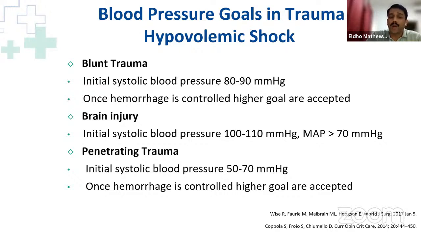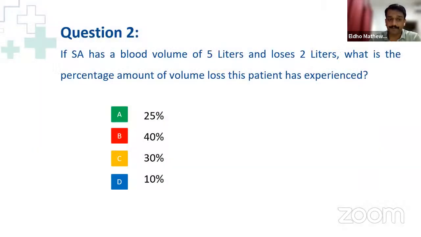In brain injury, we have to maintain systolic blood pressure of 100 to 110 mmHg and a MAP of greater than 70 mmHg. In penetrating trauma, this is because of gunshot injury, so missile shell injury, we have to maintain a blood pressure goal of 50 to 70 mmHg. In this case also, once we are able to control the hemorrhage, we can set the higher goal.